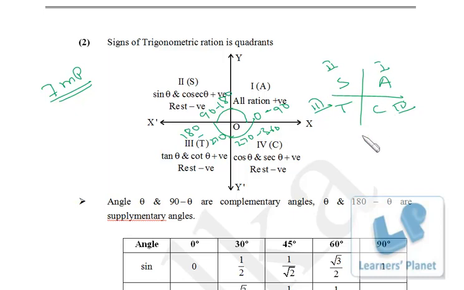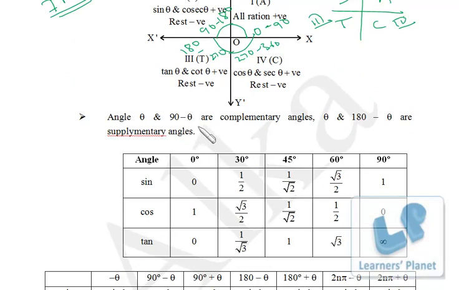Now, you know, theta and 90 minus theta are complementary angles. What are complementary angles? When the sum of the angles is 90 degree, then we call them complementary angles, right? So theta and 90 minus theta are complementary angles, obviously. Similarly, two angles are supplementary when their sum is 180 degree. So theta and 180 minus theta are supplementary angles. Okay, now this table you have learned last year only, for all the angles 0 degree, 30 degree, 45 degree, 60 degree, 90 degree.